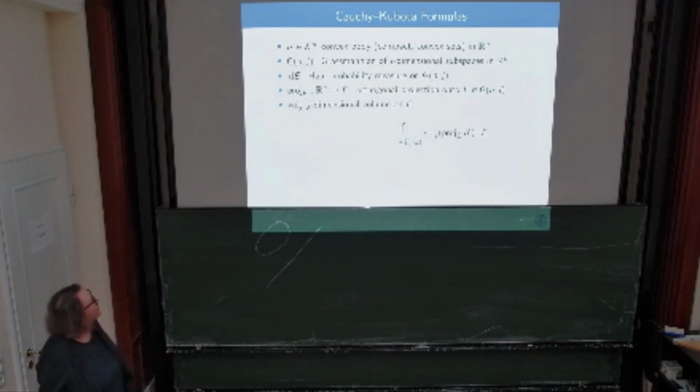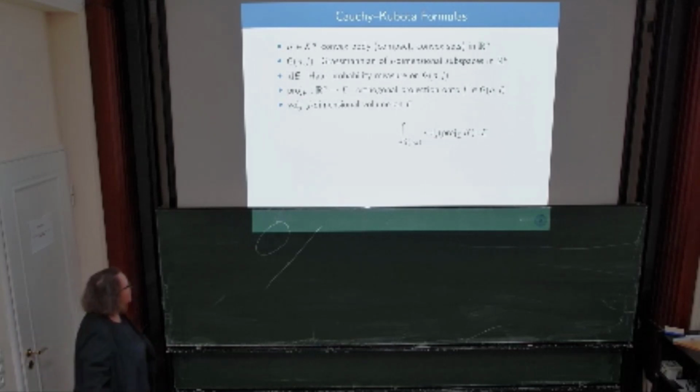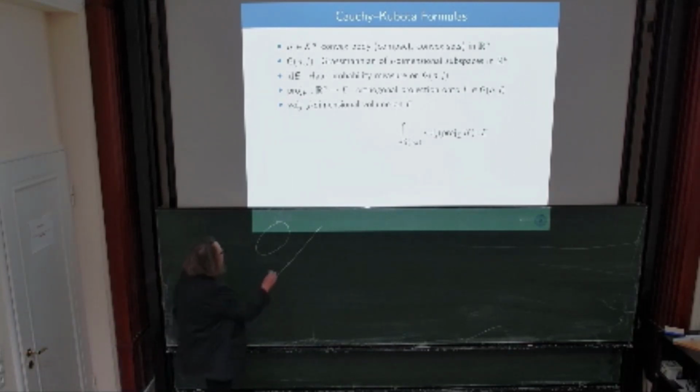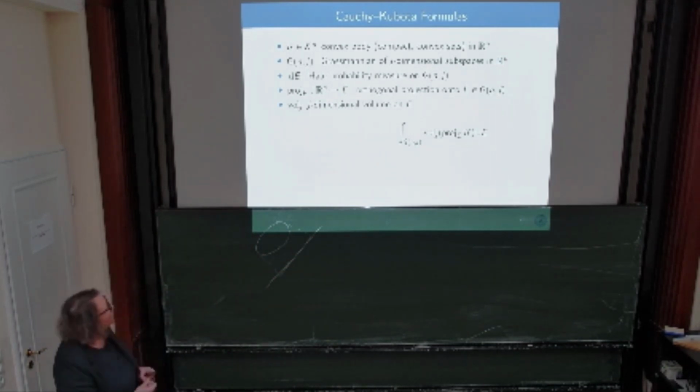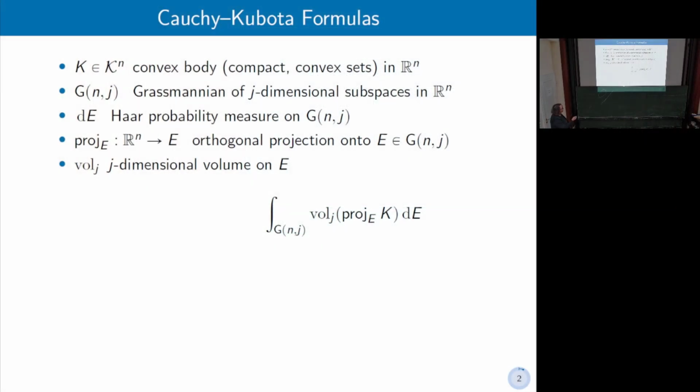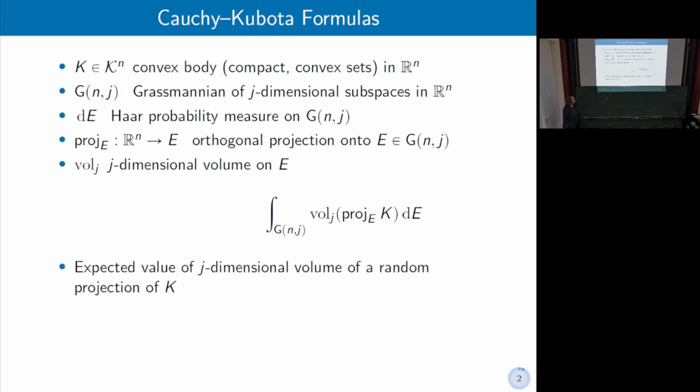So I choose my Grassmannian, and it doesn't have to be a hyperplane, actually it can be a j-dimensional subspace. And I choose it randomly according to a Haar probability measure on this Grassmannian, and I want to calculate the volume of the orthogonal projection of this body. So this is the formula I've written here. Let's see whether this works. Yes. And this is, of course, the expected value of the j-dimensional volume of a random projection of K.